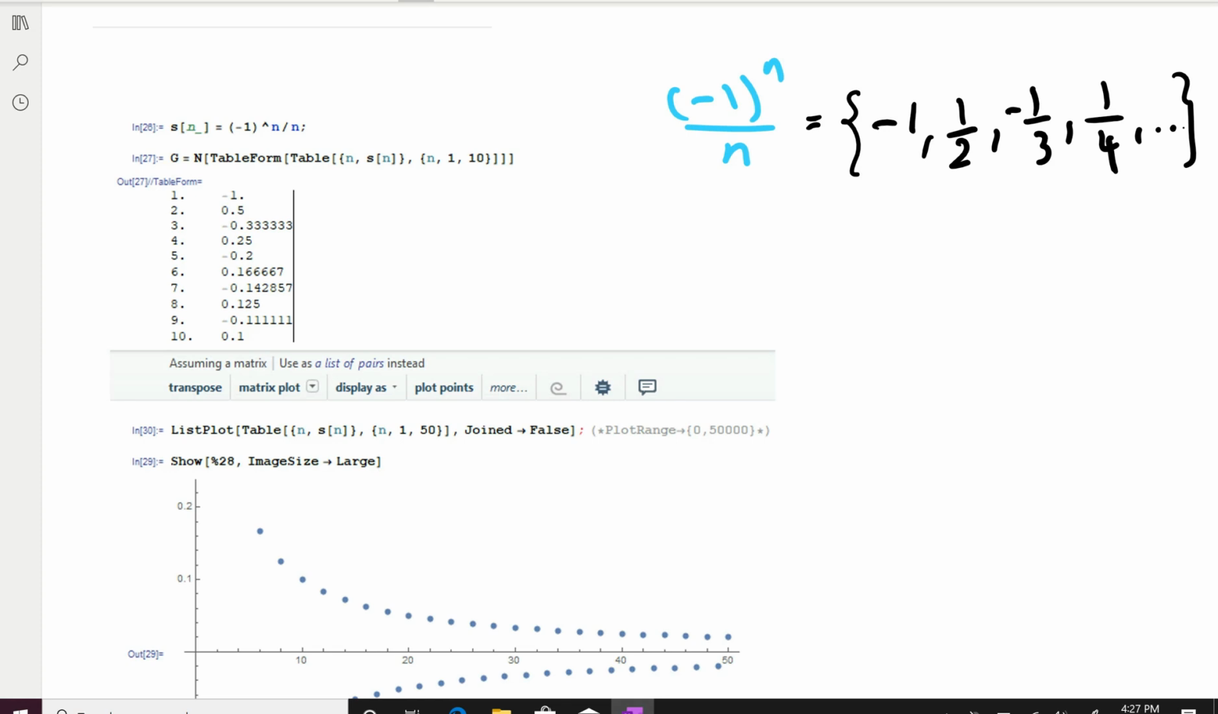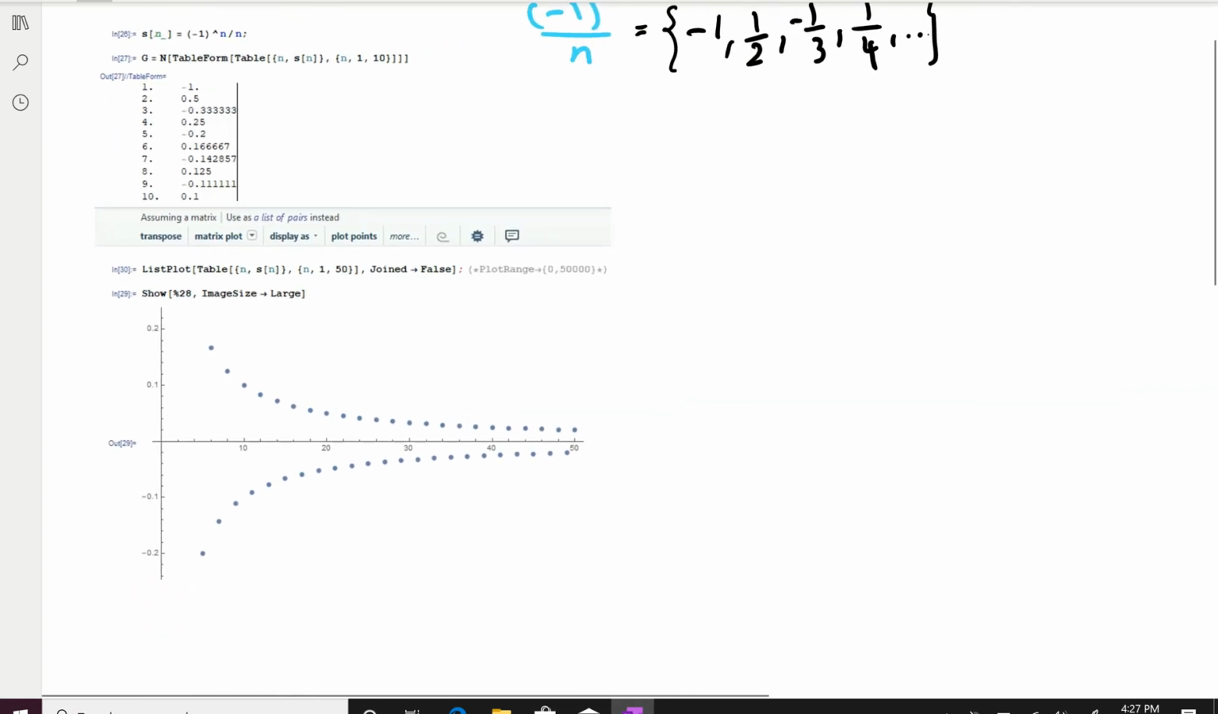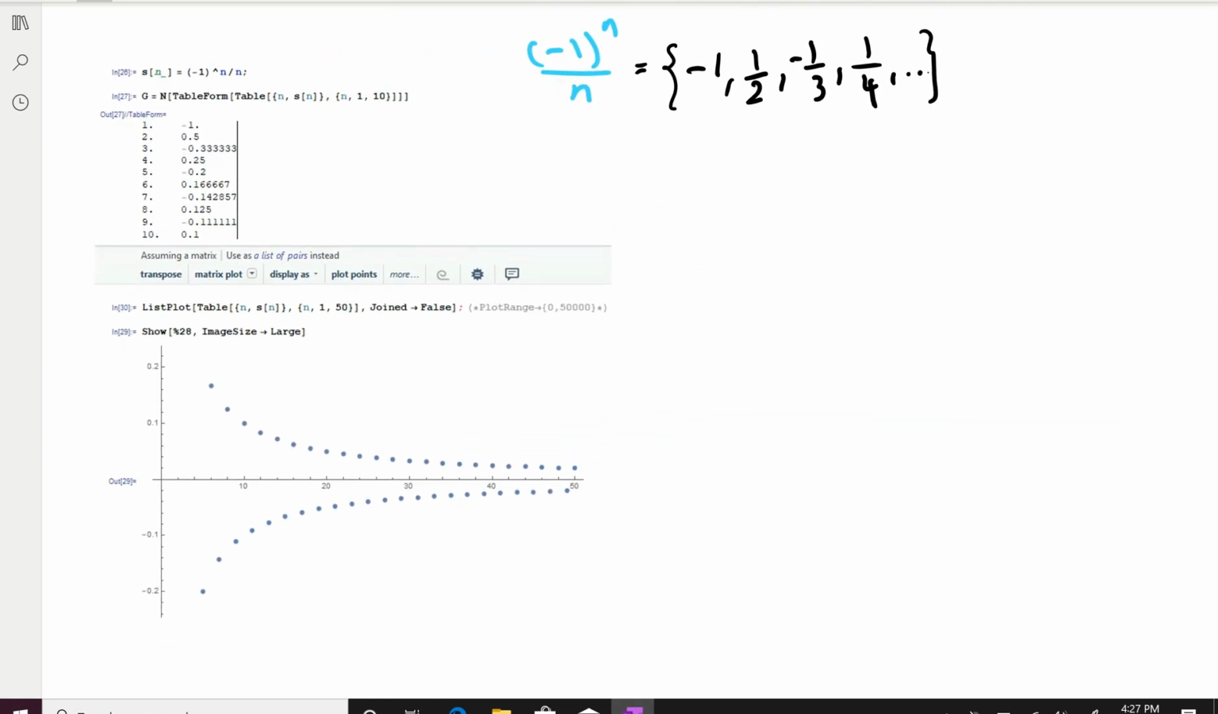Now if you try to plot this sequence, the first term of the sequence is -1. And then when n is equal to 2, it's half. So it's here. The terms of the sequence jumped from here to here, and then it will become -1/3. So it's switching, it's oscillating, it's neither increasing nor decreasing. This is not an increasing sequence or a decreasing sequence.